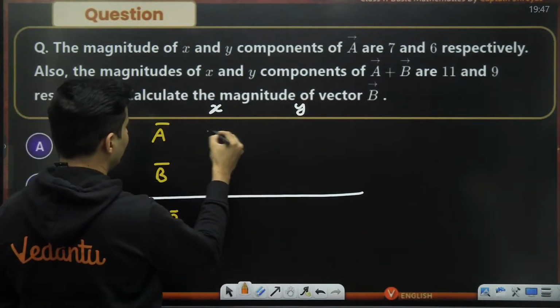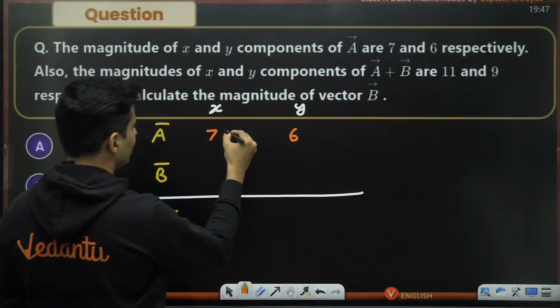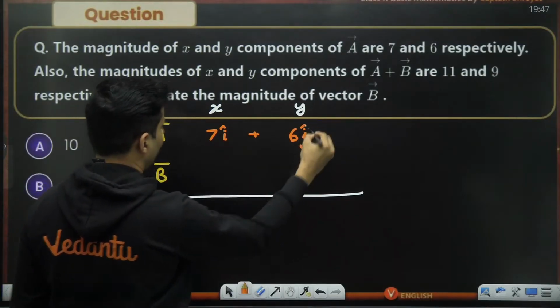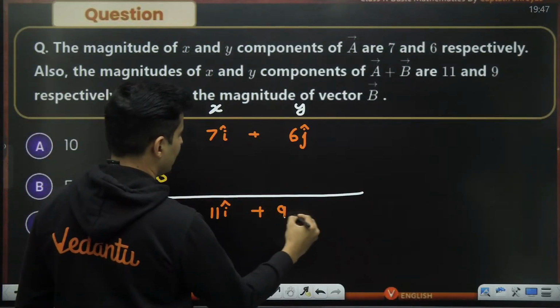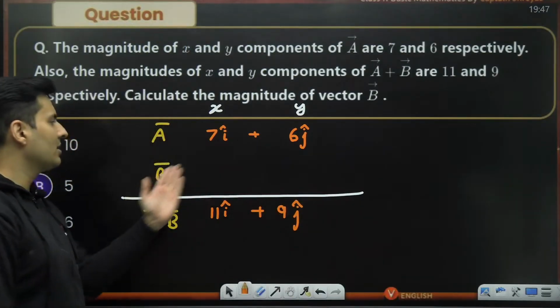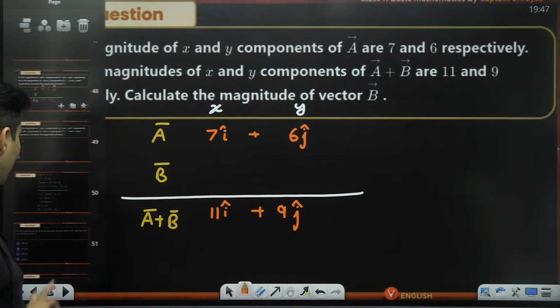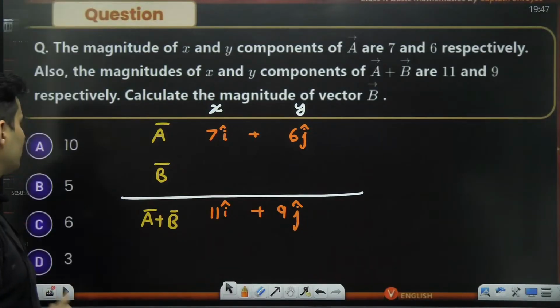A has the components 7 and 6. So this is 7 i cap plus 6 j cap. A bar plus B bar is 11 i cap plus 9 j cap. The question is, what is B? Come on, use your head, think quickly and give me the answer.